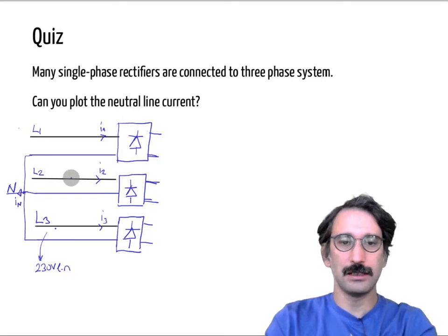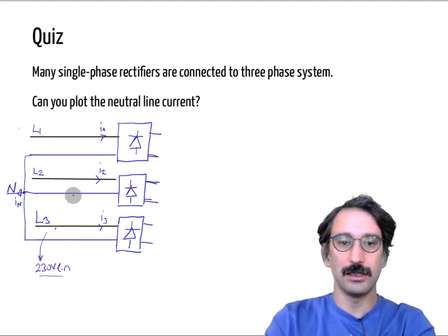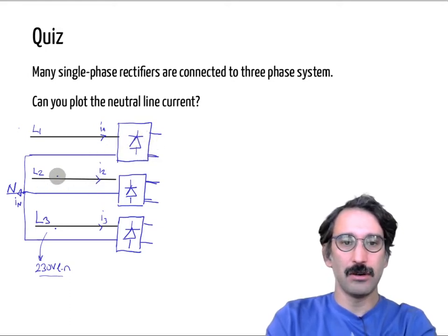This is a typical power arrangement in your house. From one of the plugs you have 230 volts line to neutral. That can define different rooms in your building or different houses in your apartment block. And now we would like to calculate the neutral line current.